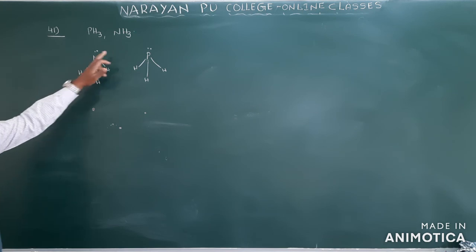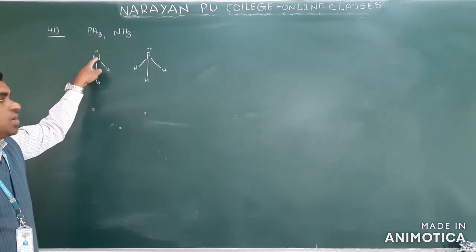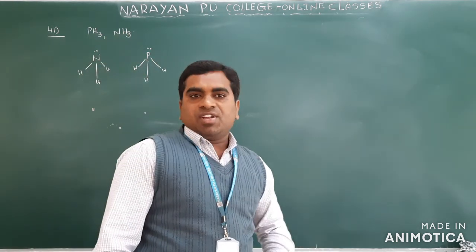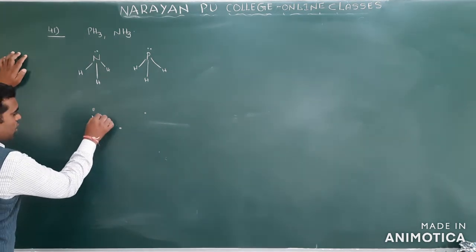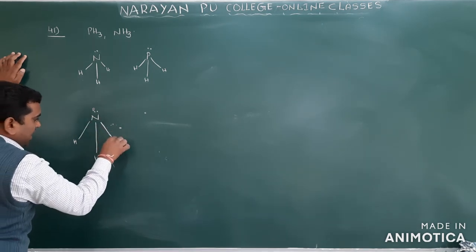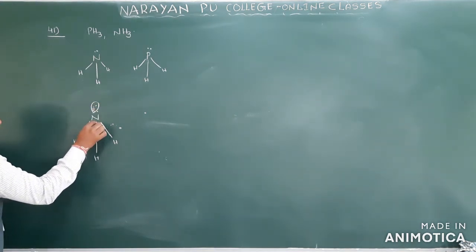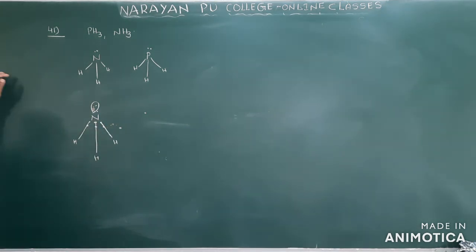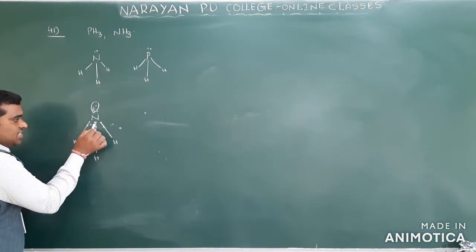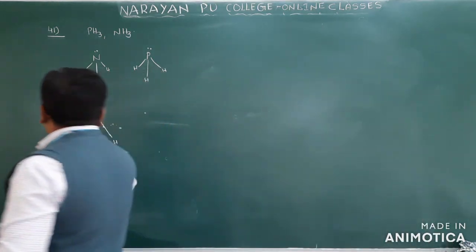You have to see nitrogen and phosphorus. Clear? Which one is more electronegative? Nitrogen is more electronegative than phosphorus, because nitrogen and phosphorus are in the same group, down to bismuth. As we move down, electronegativity decreases. So nitrogen is more electronegative than phosphorus, and also more electronegative than hydrogen. So these bond electrons are very close to nitrogen. When they are very close to nitrogen, the distance between these bond pair electrons is small.